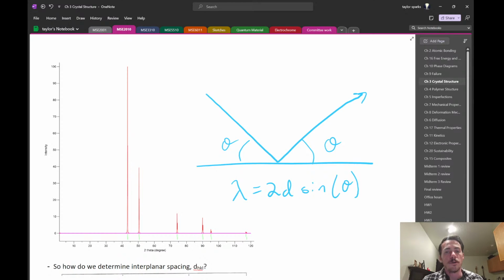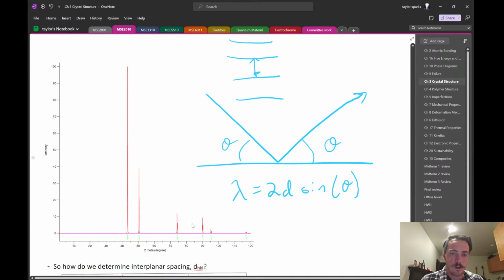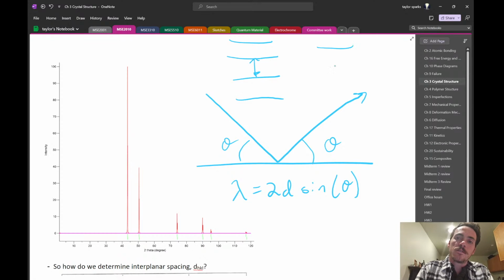Okay, so because your material has specific thicknesses that are periodic in it, this d spacing is something that you can now query in your material. So these different peaks, here we see 1, 2, 3, 4, 5, 6 different peaks. Those would all represent different peaks that exist in your material.